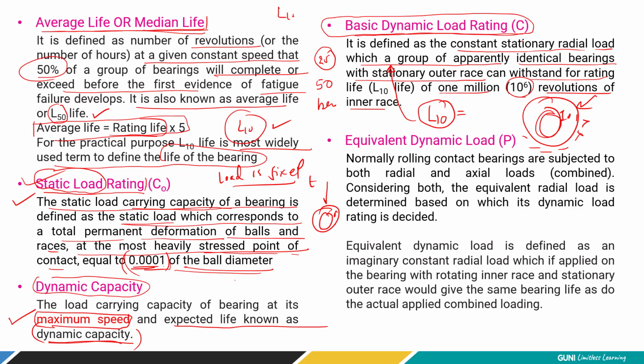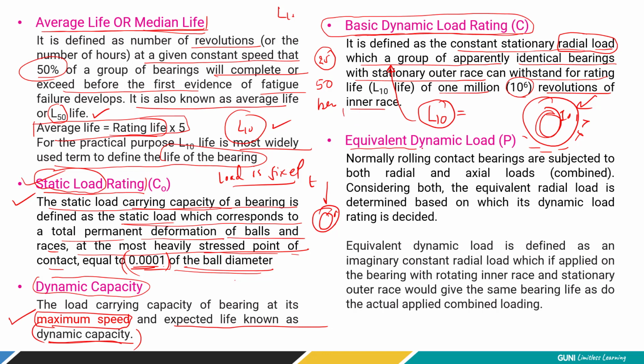Here it is written radial load, no other load. Whenever there is a radial load coming on the bearing and 90% of the bearings survive, that load capacity is referred to as basic dynamic load rating, right? C. Now what is equivalent?